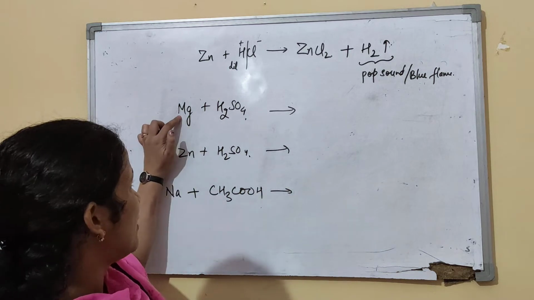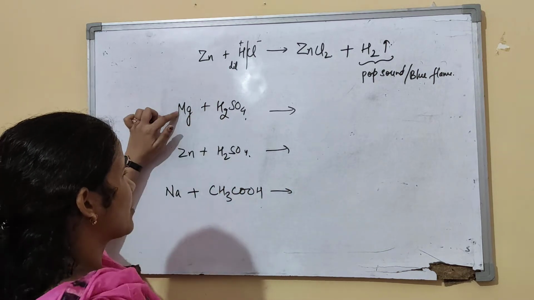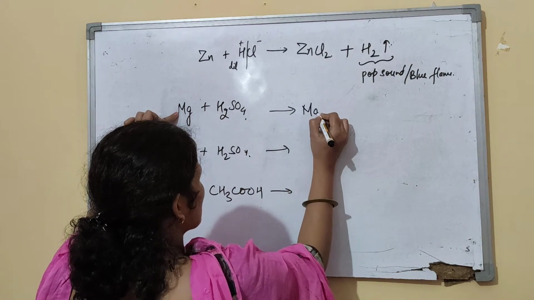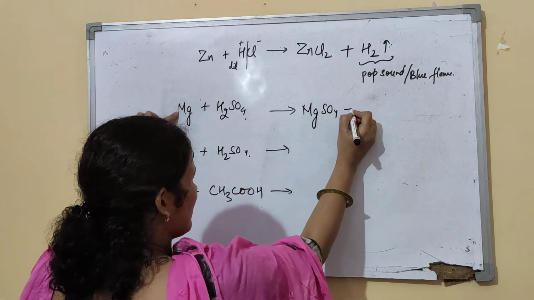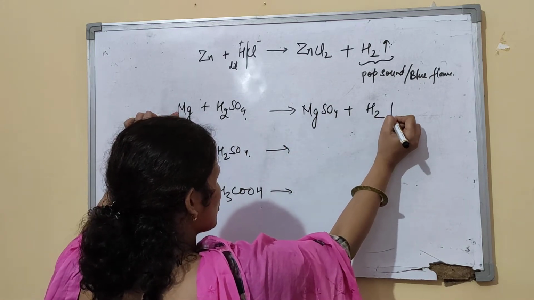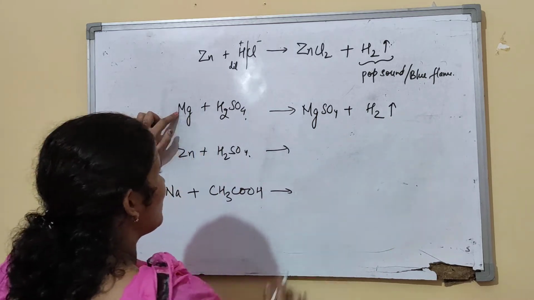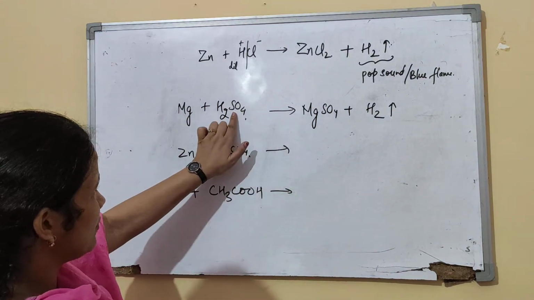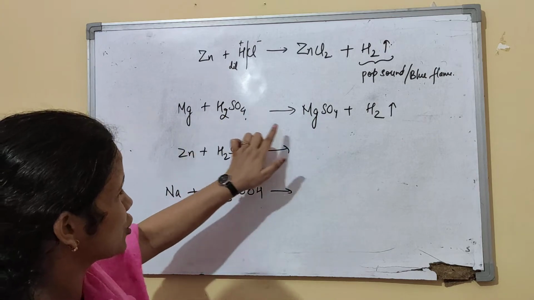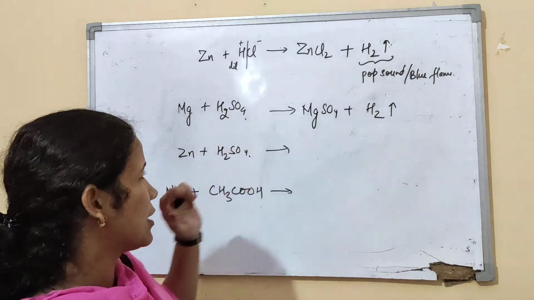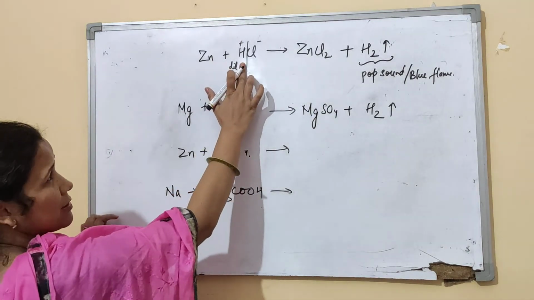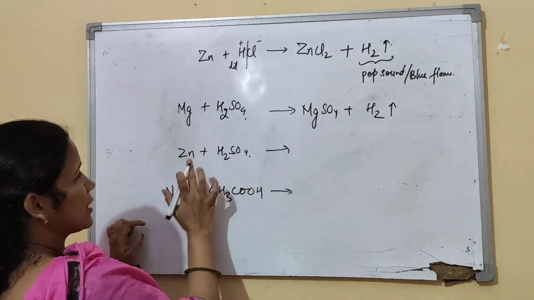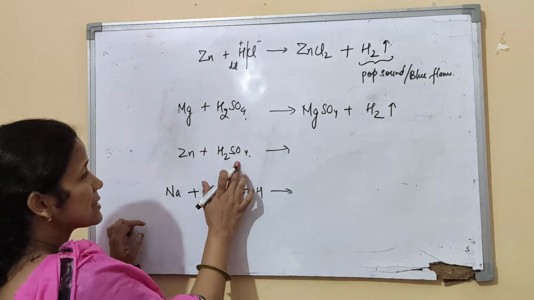Mg plus H2SO4 gives MgSO4. The valency is minus 2 plus 2, perfectly fine, and hydrogen gas, which is shown by this arrow. There is 1 Mg and 1 Mg, 1 SO4 and 1 SO4, and H2 and H2. So again you are getting hydrogen gas. Coming to zinc: zinc was reacting with hydrochloric acid earlier, and here we have taken sulfuric acid.